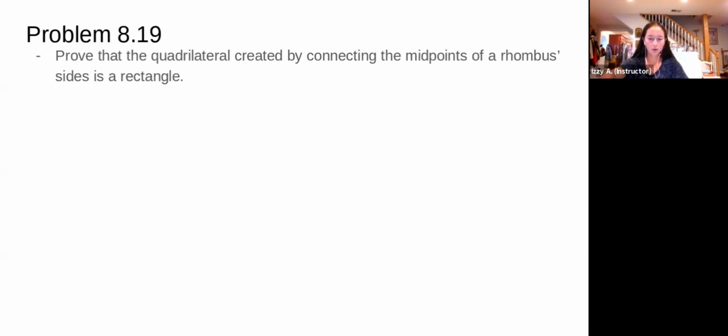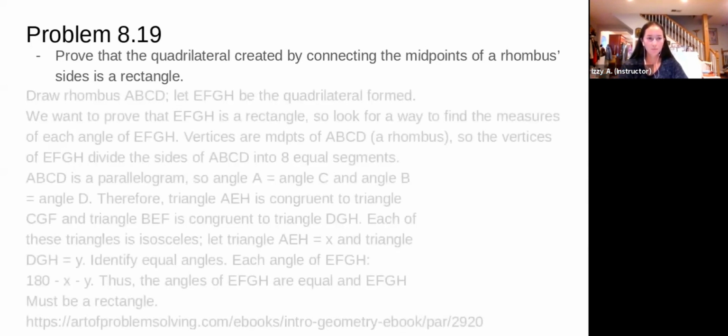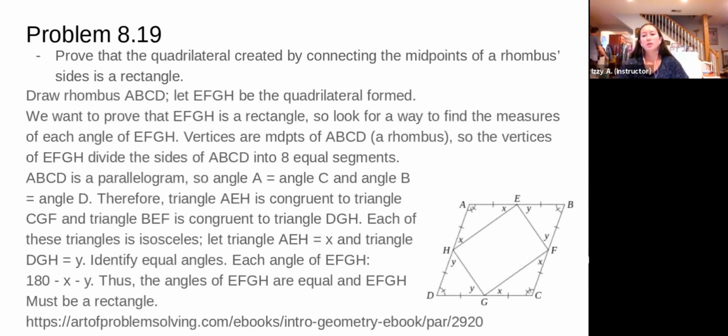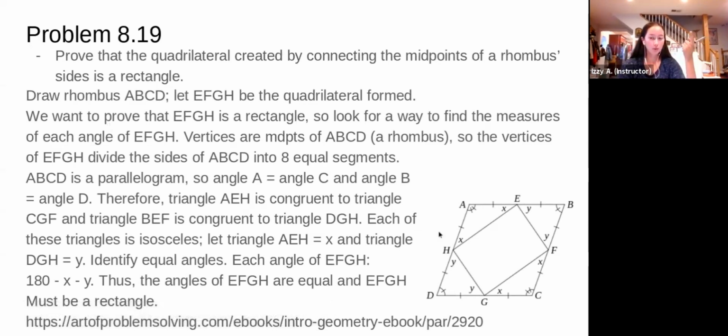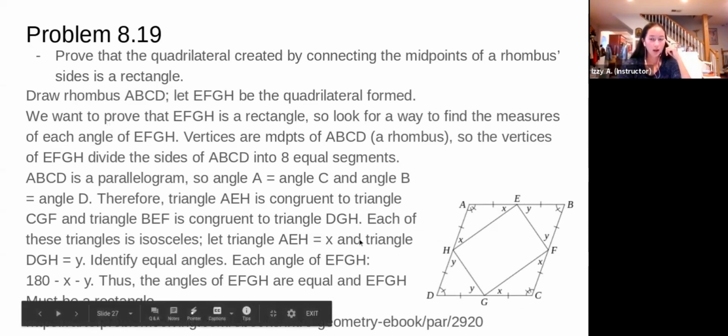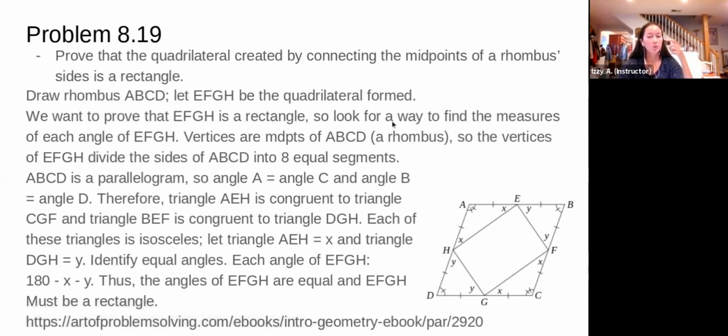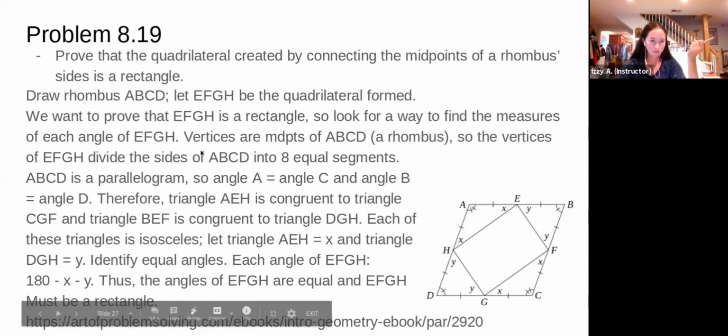Okay, so I will go ahead with the problem. I'm not a great drawer, so I just included an image of the rhombus and then the rectangle inside the rhombus. First, we want to draw the rhombus ABCD and let EFGH be the quadrilateral that we formed. We want to prove that EFGH is a rectangle, so we have to look for a way to find the measures of each angle of EFGH.